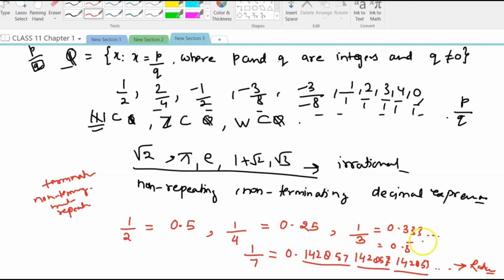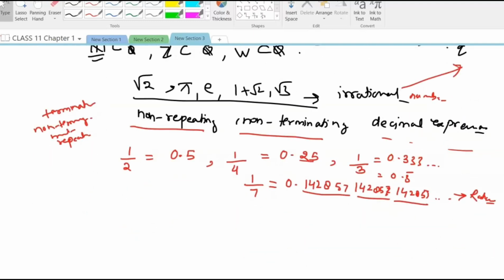What happens in irrationals? Here they were terminating. Here they are not terminating, but they are repeating themselves. In irrational numbers, they are non-repeating and non-terminating decimal expressions, and we call them irrational numbers. The second definition is that we cannot express them in the form of P by Q.